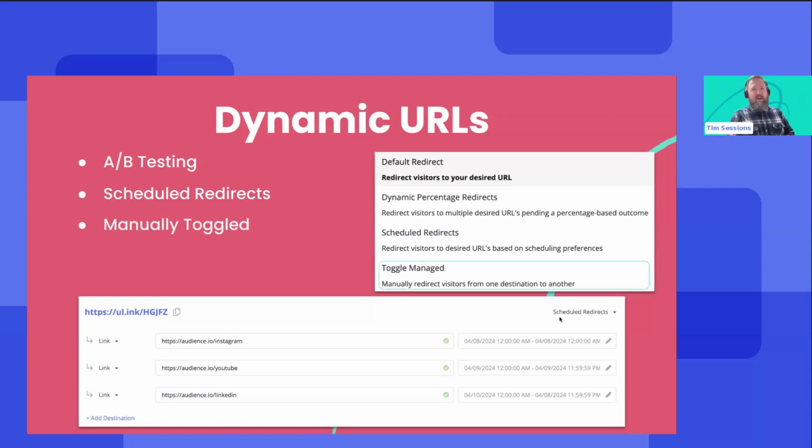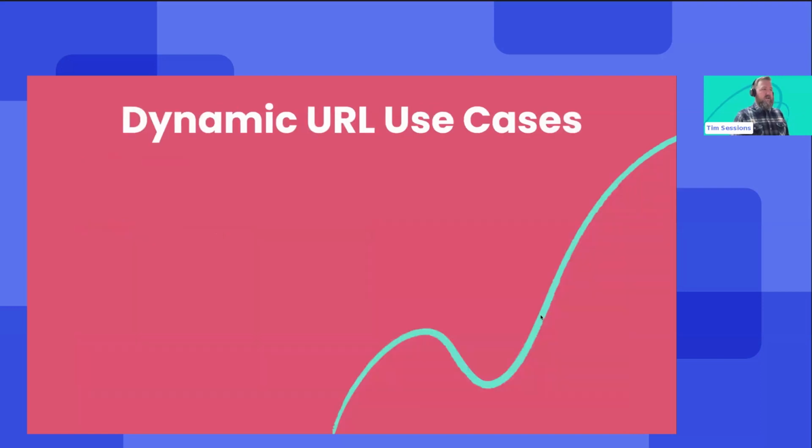Also, this can be manually toggled. So, if it's something that you don't want to rely on a scheduler, but to go in and check after a certain amount of time, that can be toggled on and off manually as well. So that's how the dynamic URLs interact with a QR code that's scannable, and the different types of features you can use with that. So let's talk a little bit about use cases.